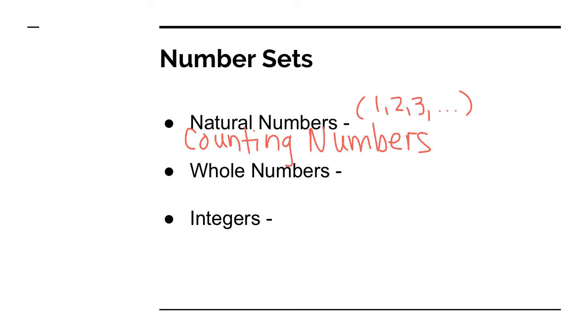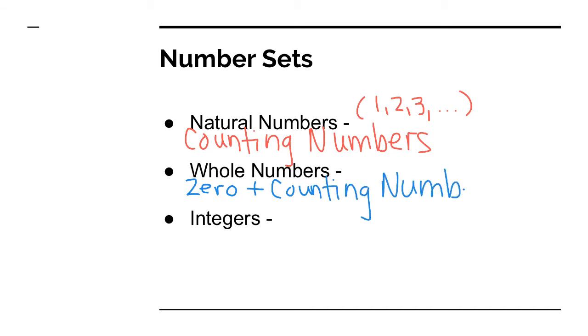Your second set of numbers are all of your natural numbers and one more. So whole numbers include the number 0 and all of your counting numbers. So that set would include 0 and all of the counting numbers as well.